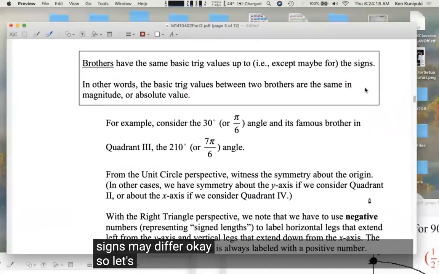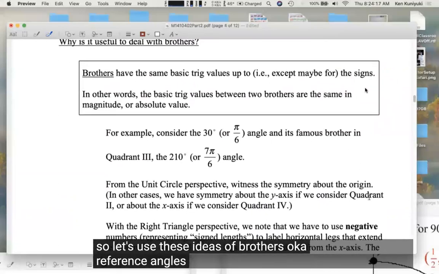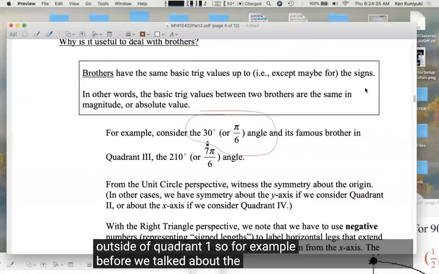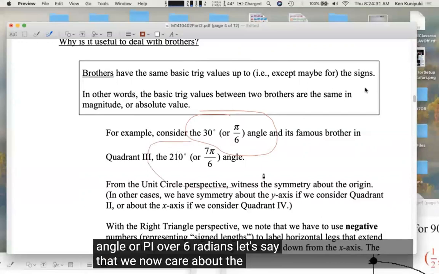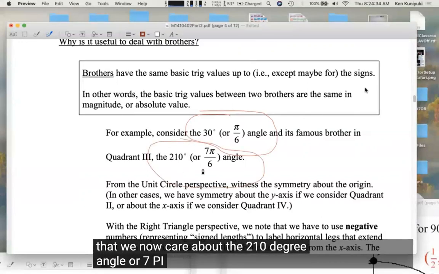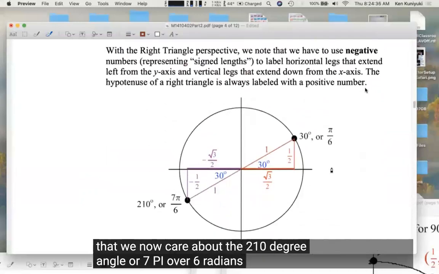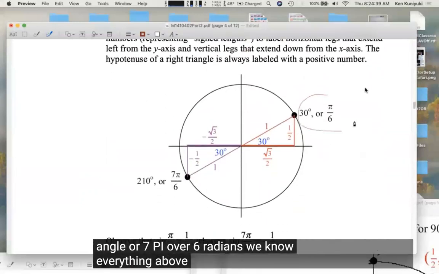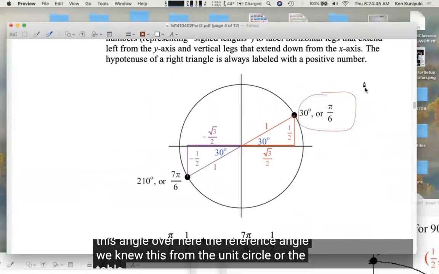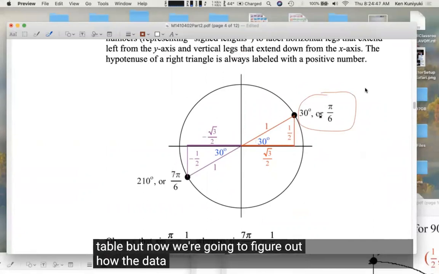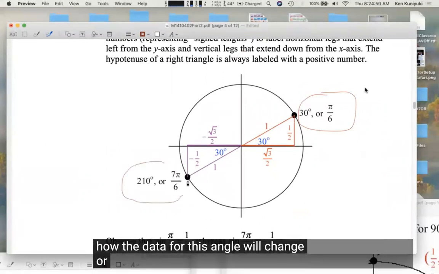Okay, so let's use these ideas of brothers or coreference angles to look at angles outside of quadrant 1. So for example, before, we talked about the 30-degree angle, or pi over 6 radians. Let's say that we now care about the 210-degree angle, or 7 pi over 6 radians. We know everything about this angle over here, the reference angle. We knew this from the unit circle, or the table, but now we're going to figure out how the data for this angle will change or extend out to this angle over here in quadrant 3.